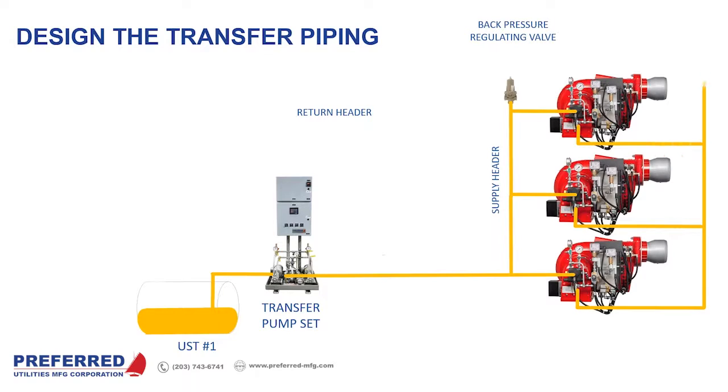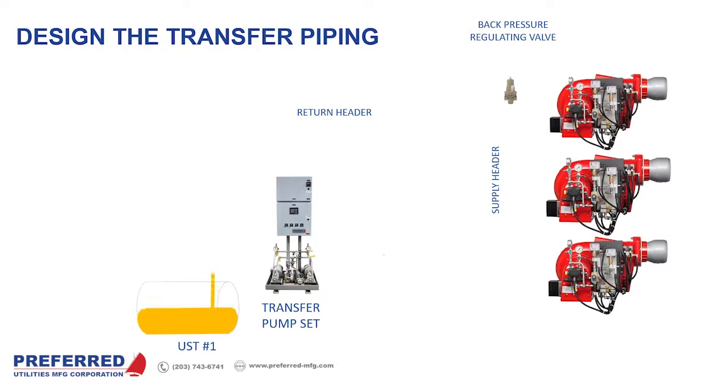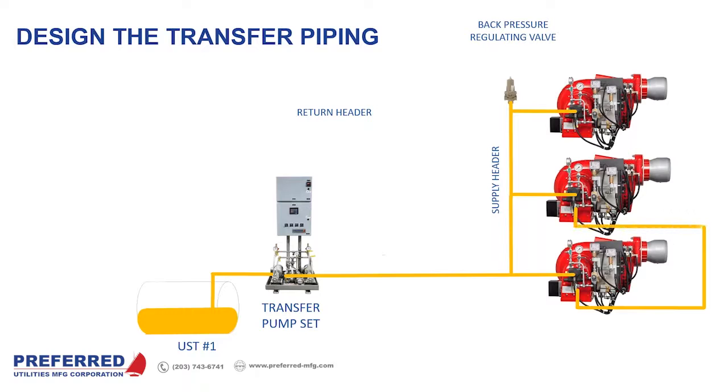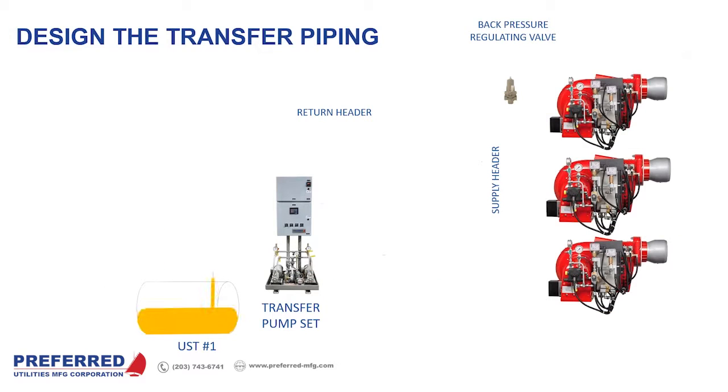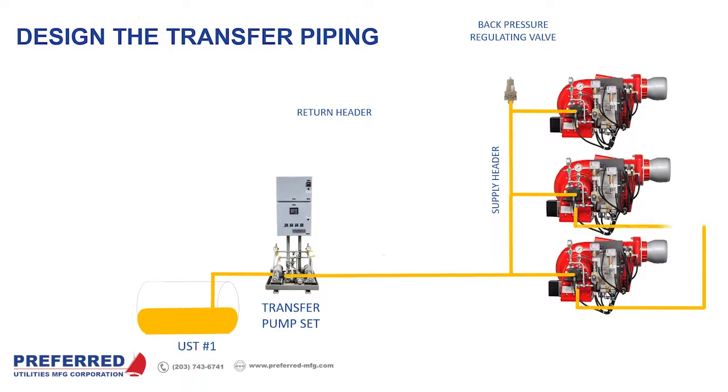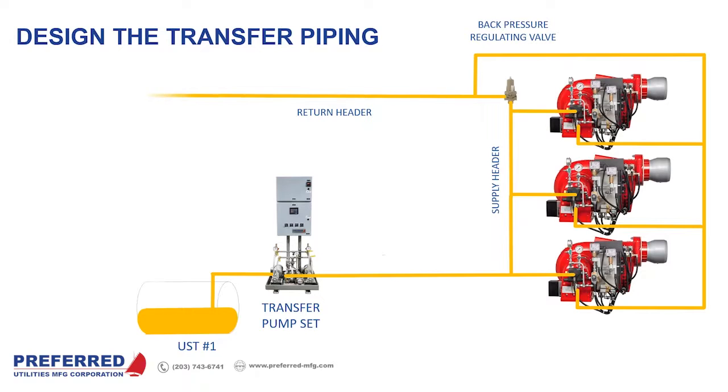And this animation isn't perfect, but we show the oil coming out of the main tank through the pump set, up into the supply header, to the oil pumps on each burner. And then the oil pumps have a return line. We're going to header all those return lines together, and we're going to dump that fuel back into the fuel oil return header. And we're going to size our transfer pumps for the flow of these 3 burner pumps, and we're going to set the back pressure regulator at no more than what those pumps can handle. In the example I just showed you, that's 10 psi.